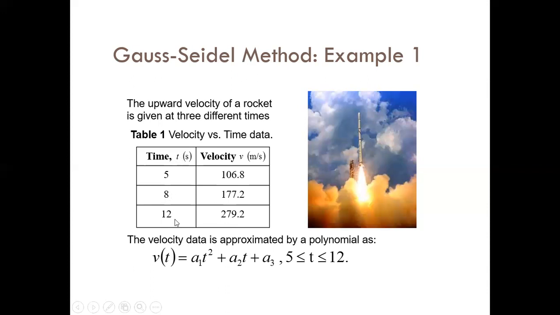Put the values of t and v of t in that equation, then we can write the three different equations in the form a1 t square plus a2 t plus a3 is equal to v of t, and the range is 5 to 12. The time range is 5 is less than or equal to t, and t is less than or equal to 12.